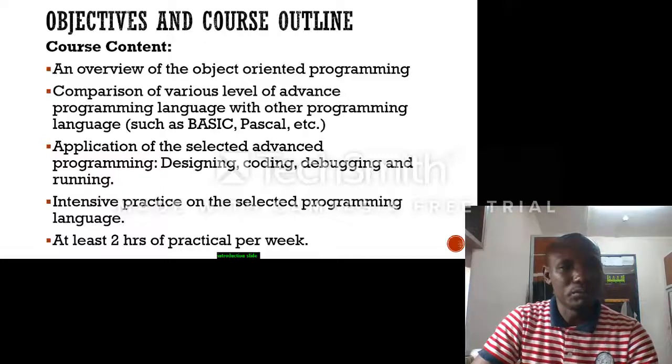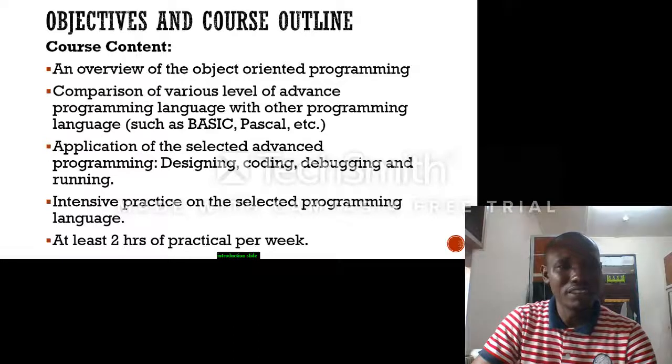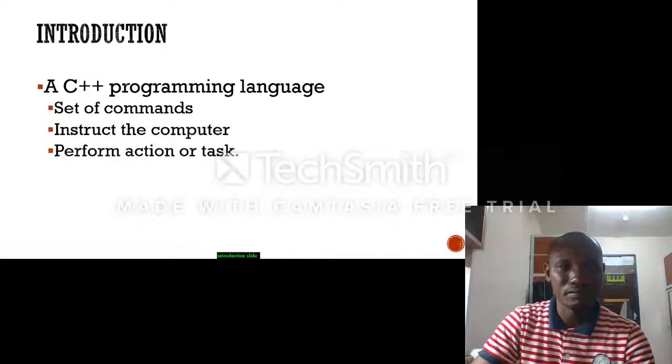Now, before the objectives, let's look at the course content. One is an overview of object-oriented programming and comparison of various levels of advanced programming language with other programming languages such as BASIC, Pascal, and REST. An application of selected advanced programming should include but not be limited to designing, coding, debugging, and running. Then intensive practice on the selected programming language, and finally, at least 2 hours of practical per week.